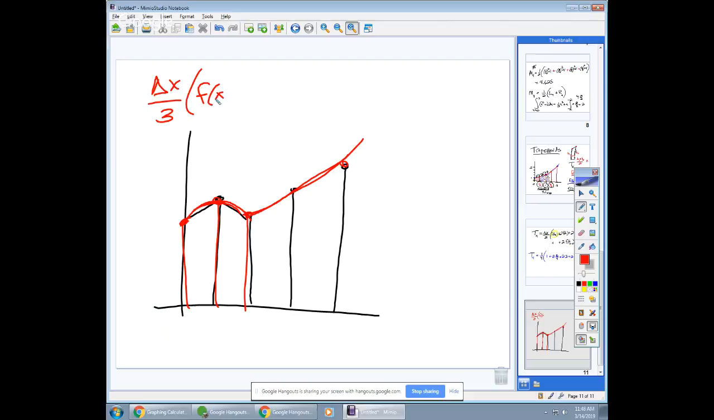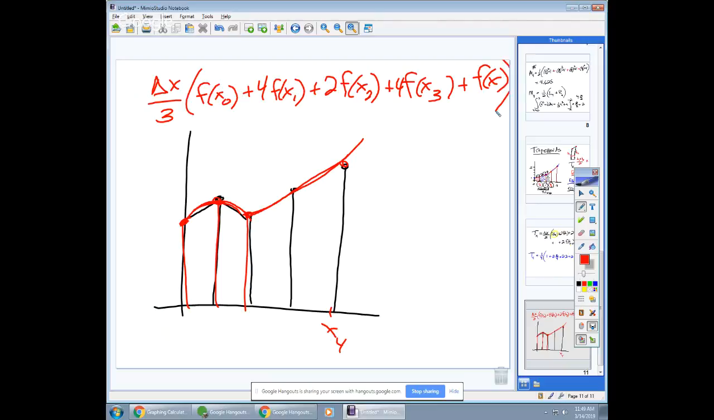You're going to get an f of x0 plus, it's 4 or 2 next, I forgot. It is a 4. The next one gets used 4 times. The next one gets used 2 times. And it just keeps cycling 4, 2, 4, 2, 4, 2 till you get to the end. So my third one would get used 4 times, but then I'm at my 4th one here, and so that one just gets used once.